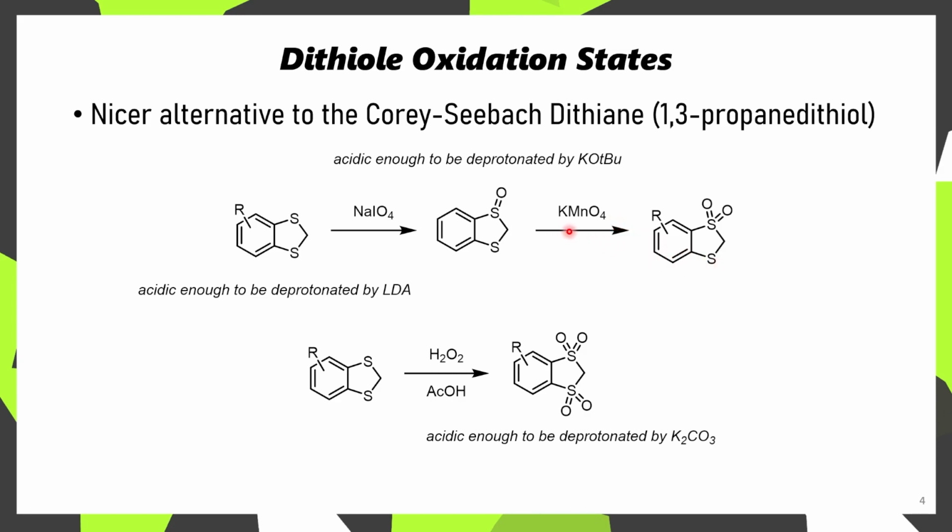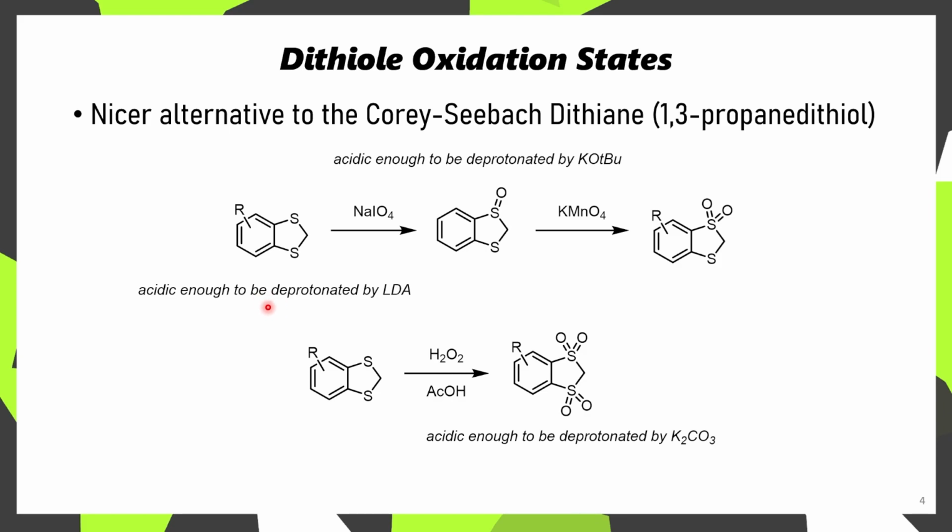Now, if you do want to get the bis-sulfone, all you have to do is take the parent heterocycle, treat it with hydrogen peroxide in acetic acid, and this will eventually completely convert both of them to the bis-sulfone via peracetic acid. Now, the advantage of doing this is it may be a little bit more acidic as you continue to oxidize it further and further.